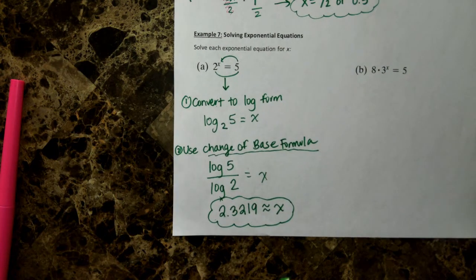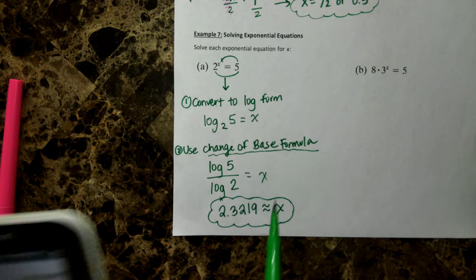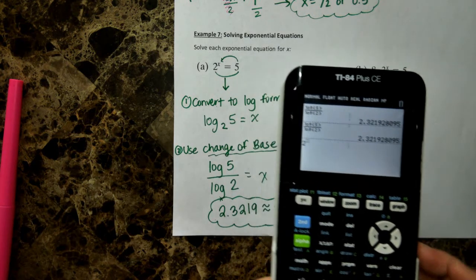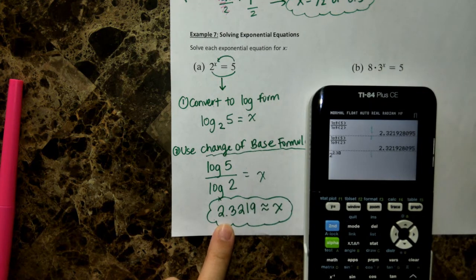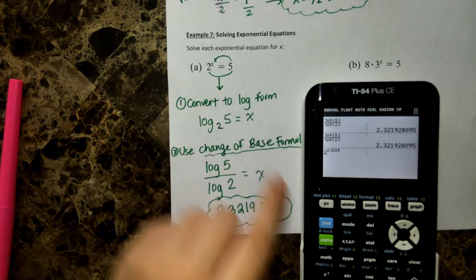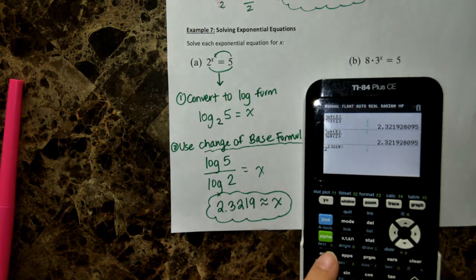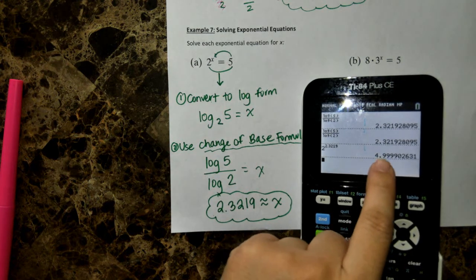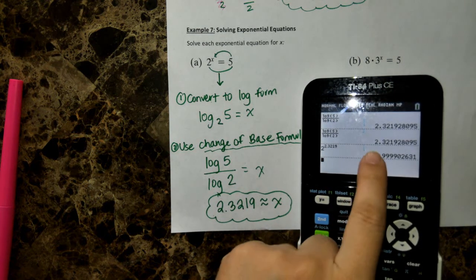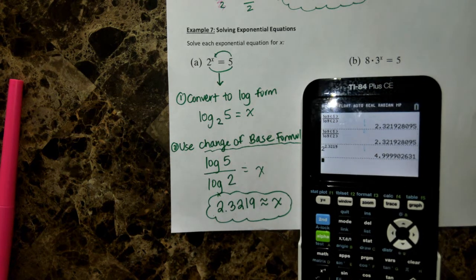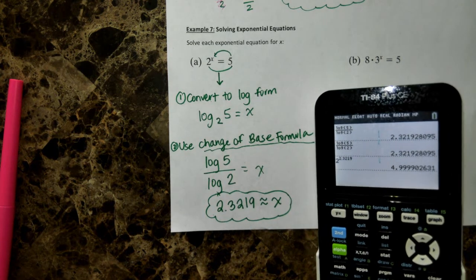Okay. Now what this means is that 2 raised to the 2.3219 approximately power should give us about 5. And we're rounding, so it should be about 5. It's not exactly 5 because we rounded, but 4.99999 is basically 5. So that's what that means.